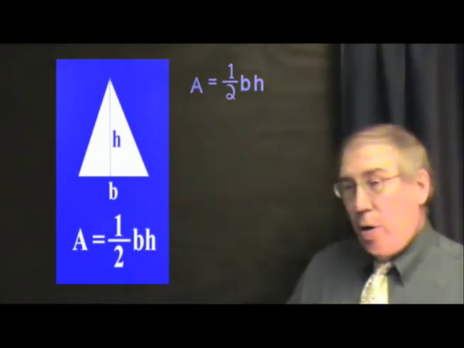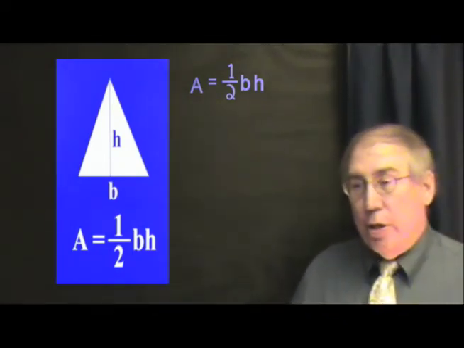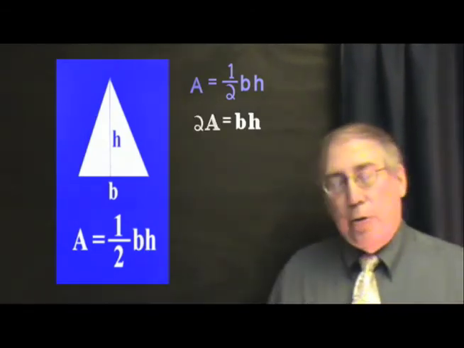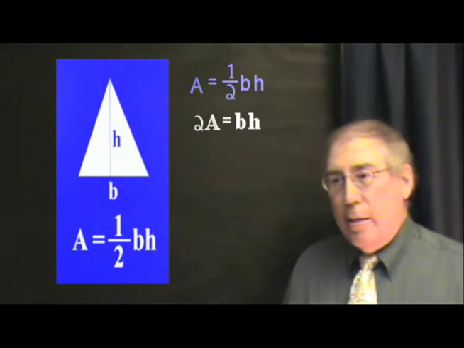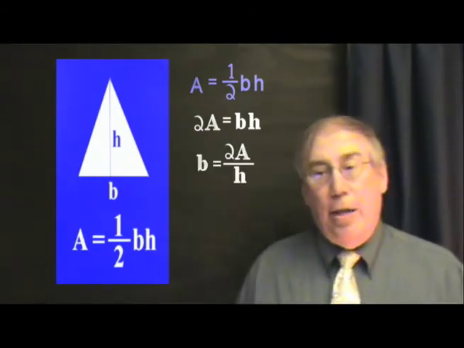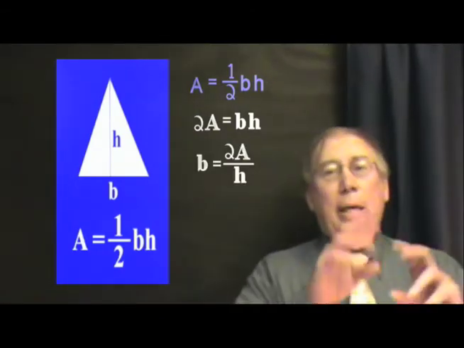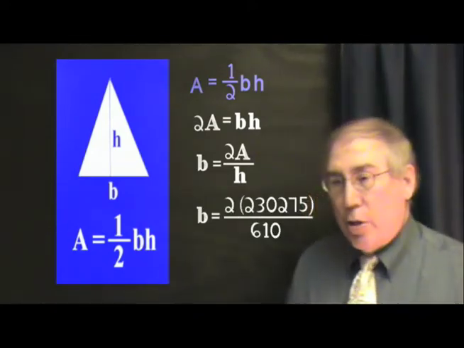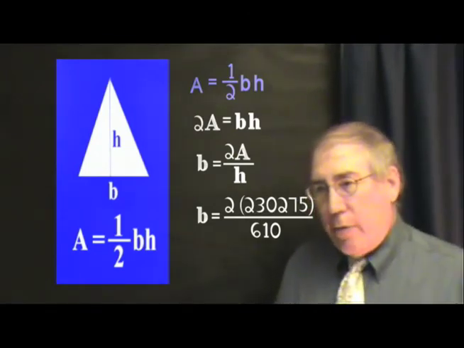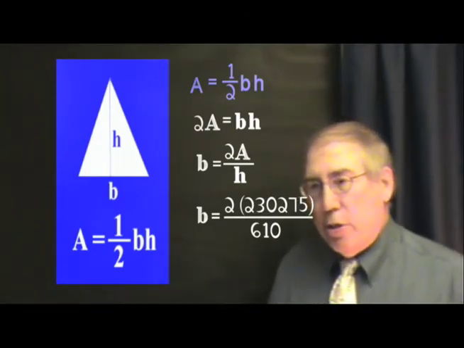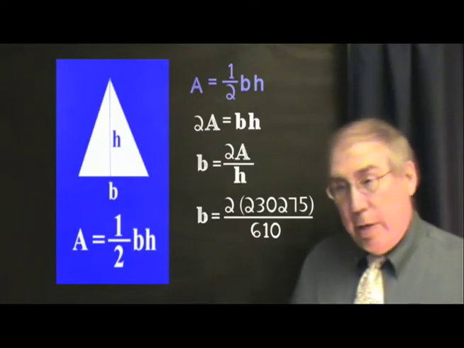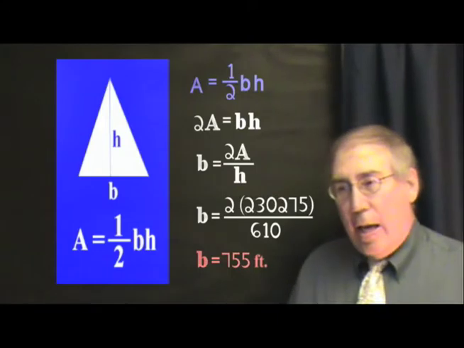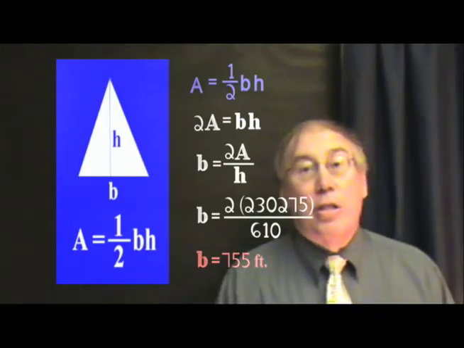Well, we can solve this equation here for b. So we first multiply through by 2, and then we divide through by h. Now let me give you what the area and the height is, and we'll solve for b. The area of the side of the pyramid is 230,275 square feet, and it's 610 feet high, and you solve for b equals 755 feet.